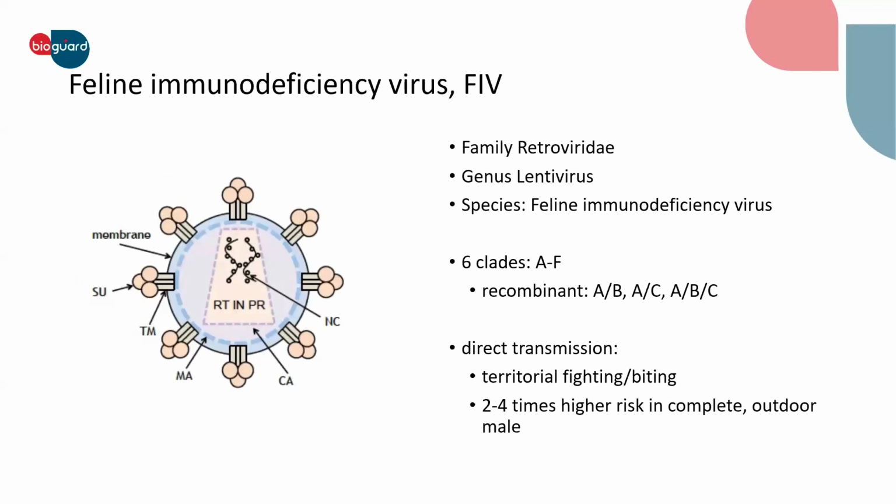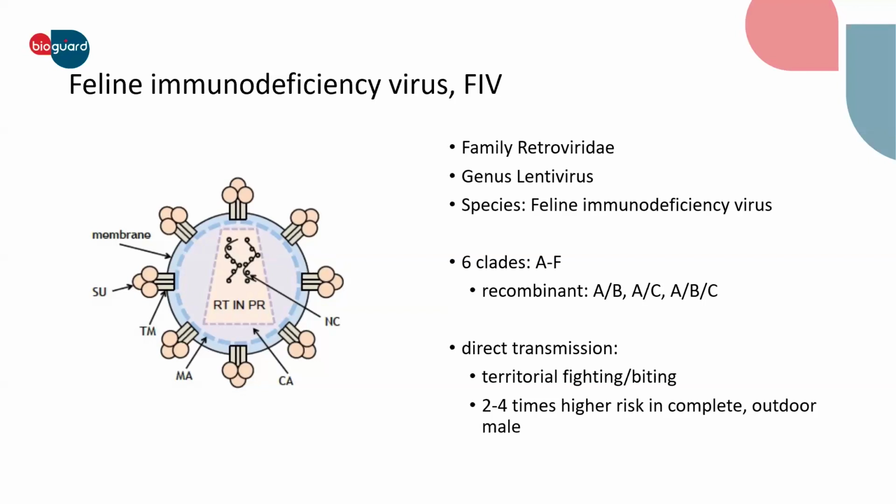FIV is also in the Retroviruses family, but it's a different genus. It's in the lentivirus genus. It's similar to the human immunodeficiency virus, HIV. They are highly similar. And there are 6 classes of FIV, from A to F, and recombinants between A and B, A and C, or A, B, C have also been reported.